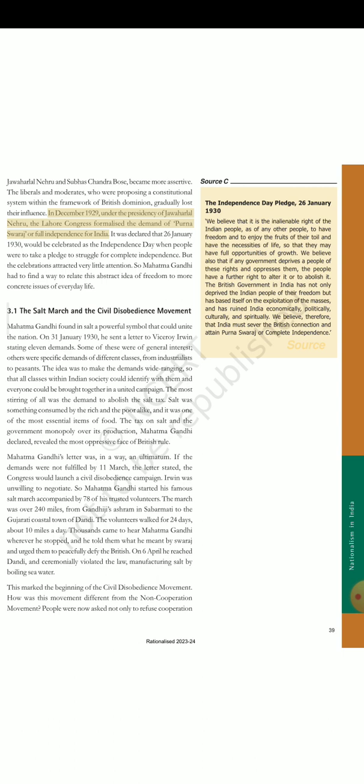independence for India. It was declared that the 26th of January 1930 would be celebrated as the Independence Day when people were to take a pledge to struggle for complete independence. But the celebrations attracted very little attention. So Mahatma Gandhi had to find a way to relate this abstract idea of freedom to more concrete issues of everyday life. The Salt March and the Civil Disobedience Movement.